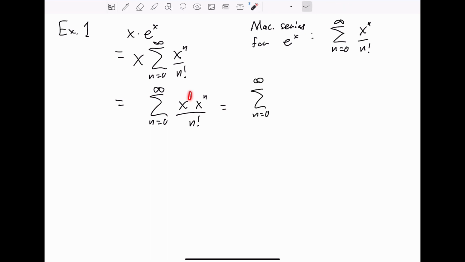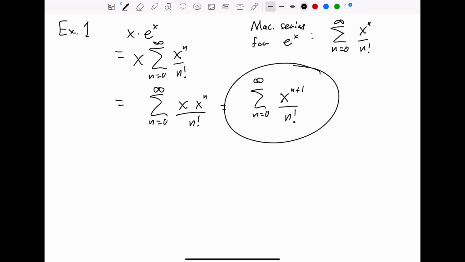x to the first times x to the n, using rules of exponents, is x to the n plus 1. We still are dividing by n factorial, and there we have it. That is the Maclaurin series for x times e to the x.